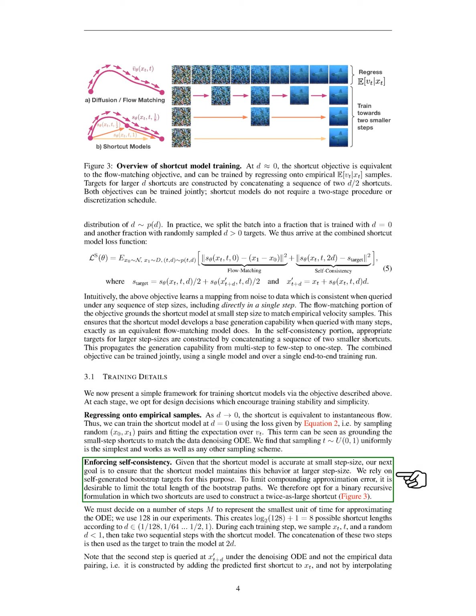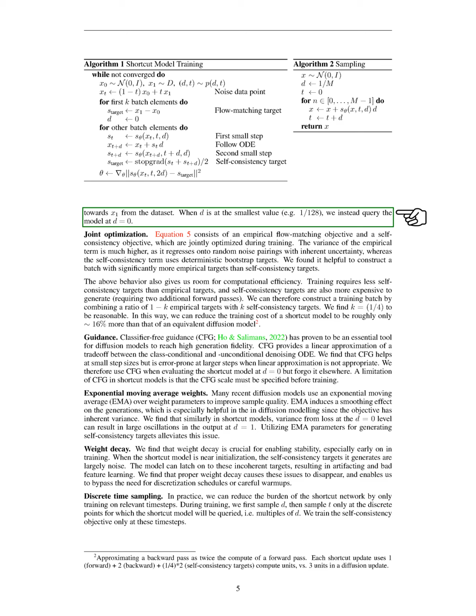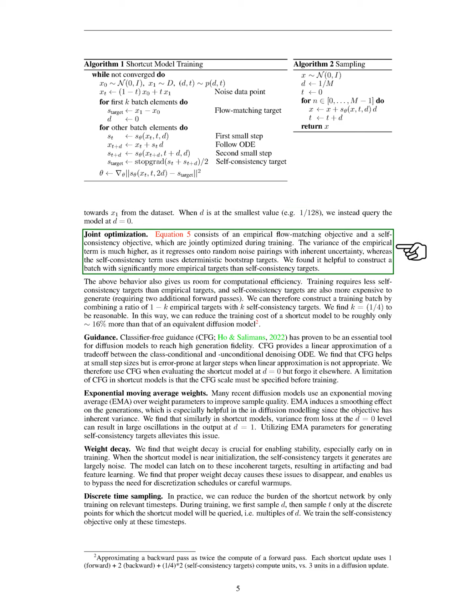We decide on a number of steps to represent the smallest time unit for approximating the process, which we set to 128. During training, we sample the current point, time, and a random step size, then use two sequential steps to create our training target. When the step size is at its smallest, we query the model at 0 step size. Our training objective combines empirical flow matching and self-consistency, which we optimize together.